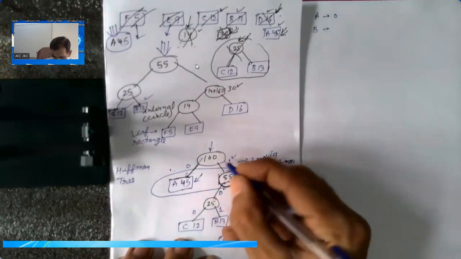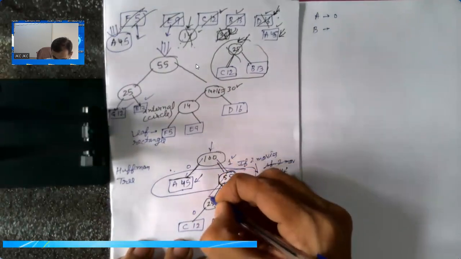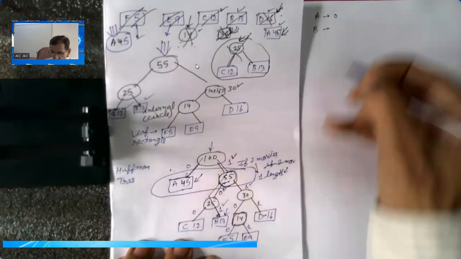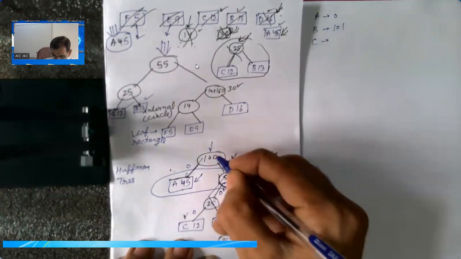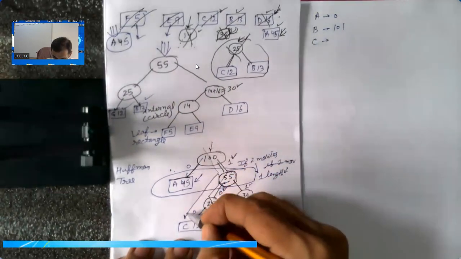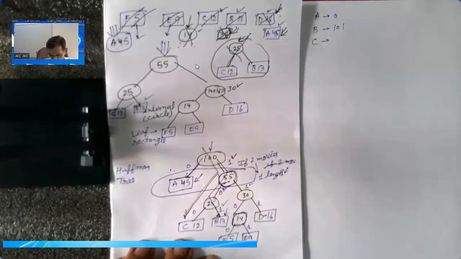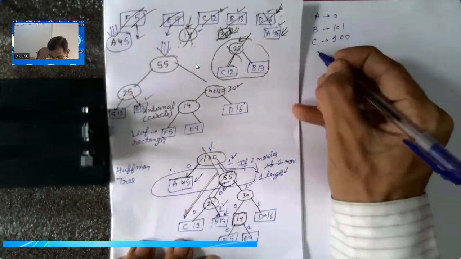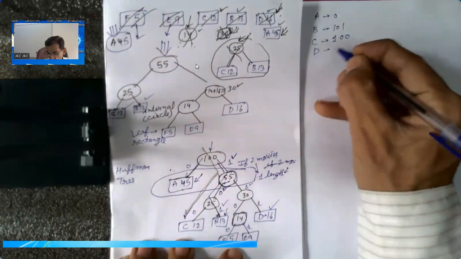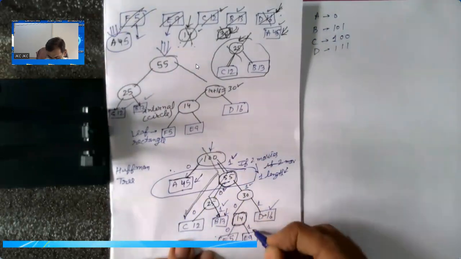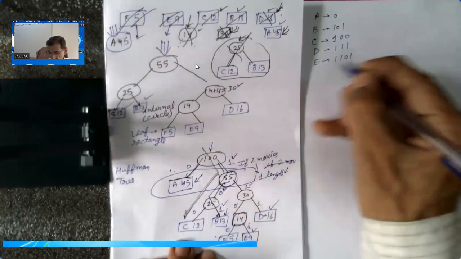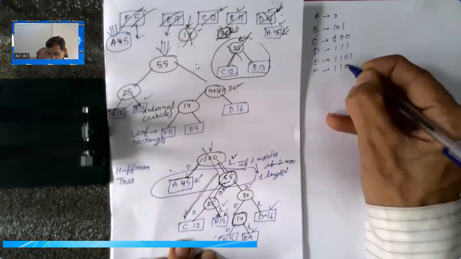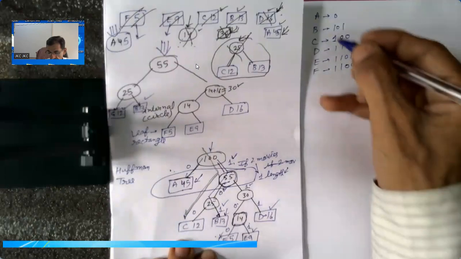B code is, where is B? Here. So start from the root, follow the path, and you have 1, then 0, and then 1. So my B will have this code. What will be the code for C? C is here. So I will follow the path from the root. That will mean the code is going to be 1, then 0, and then 0. Similarly, for D, the code is going to be 1, 1, 1. Similarly, for E, E is here. So E code will be 1, 1, 0, and 1. F will be 1, 1, 0, 0. So effectively all codes are ready.